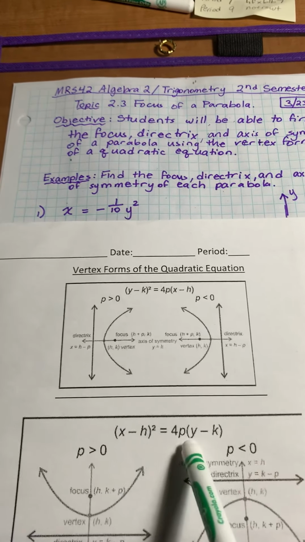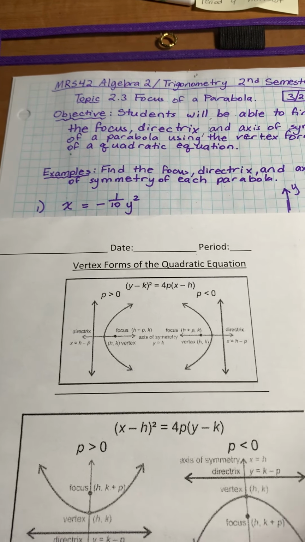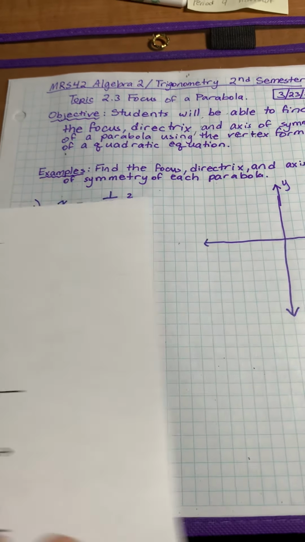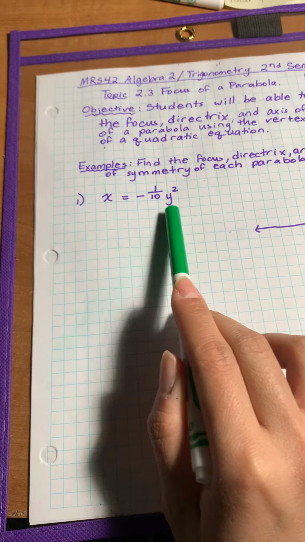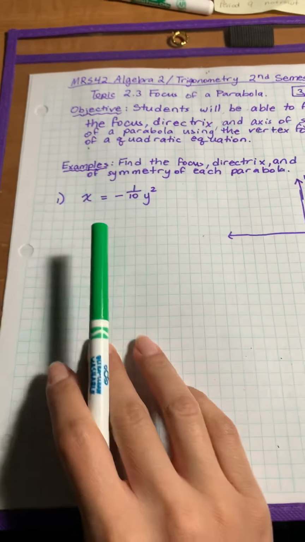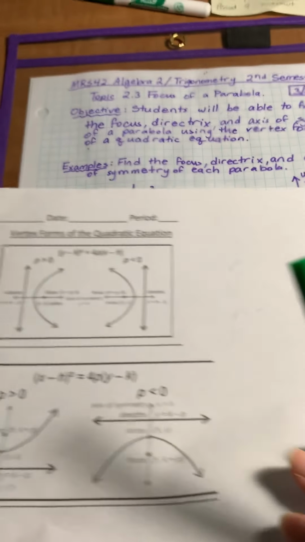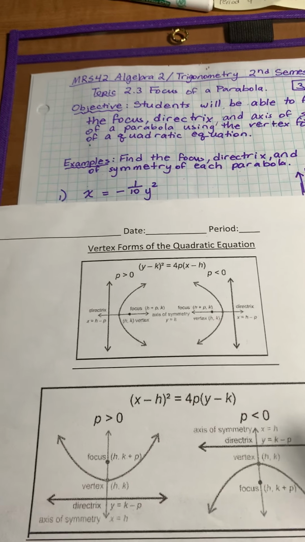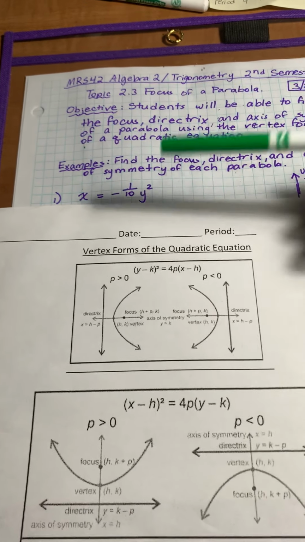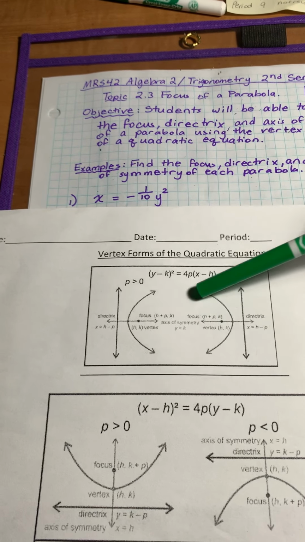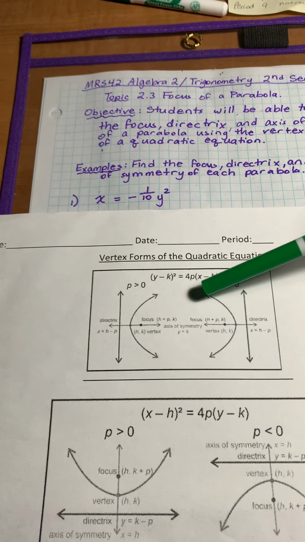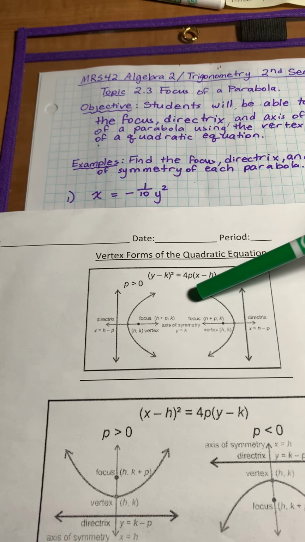Now, the first step is to identify which variable is being squared, or which one has the exponent 2, which is the y right over here. So if I look back at my notes, I can see that I want to use this form right over here, because y is squared.